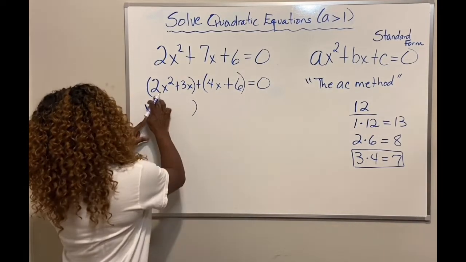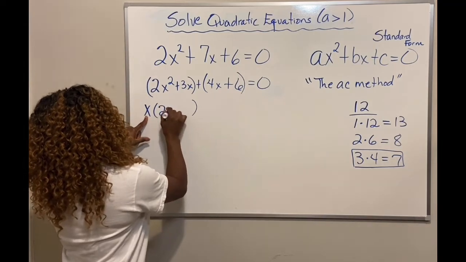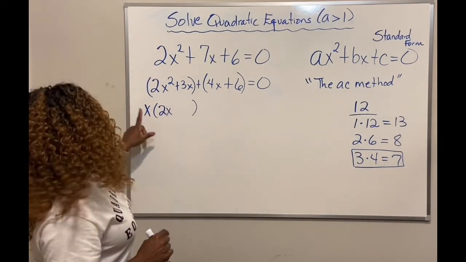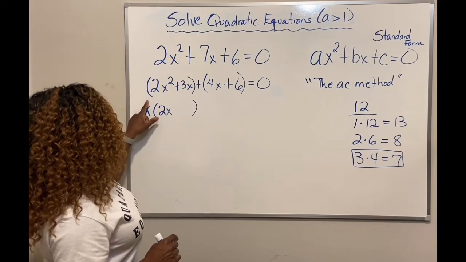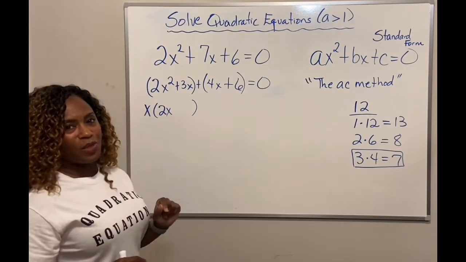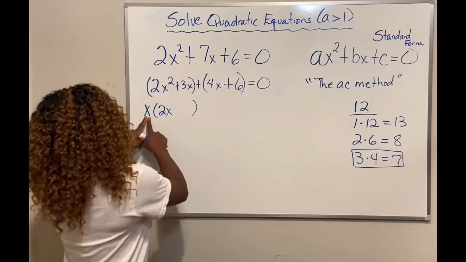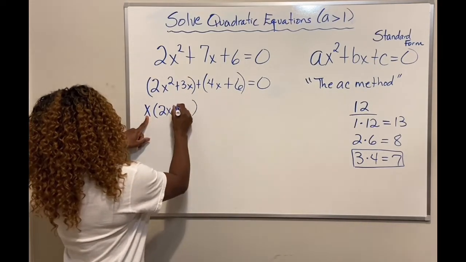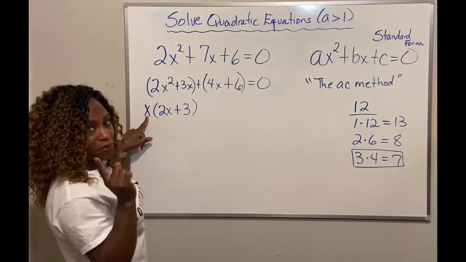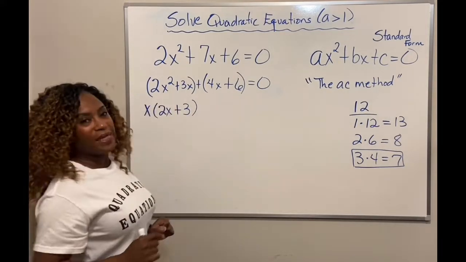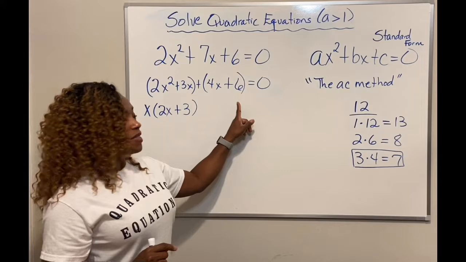So when I pull an x out of 2x squared, I've got 2x left. And I can prove that because if I use the distributive property and I do x times 2x, I go back to 2x squared. Now I'm going to do the same to the other term, the 3x. So when I pull an x out of 3x, all I have is the 3 left. I can prove it. X times 3 is 3x. We're going to do the same to this grouping.